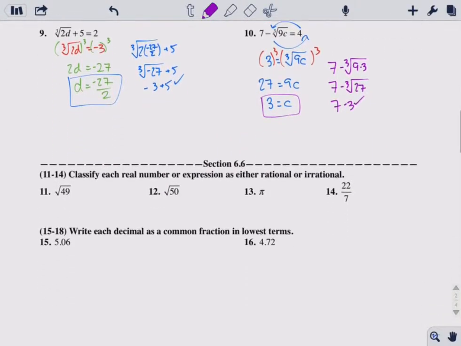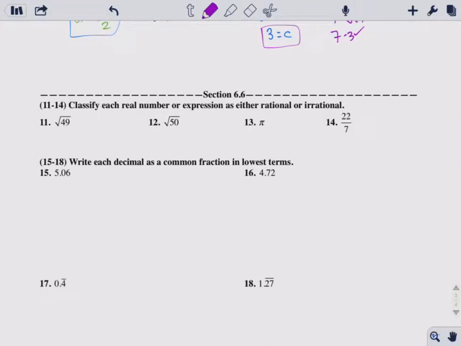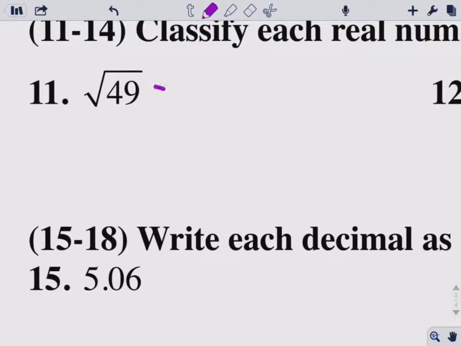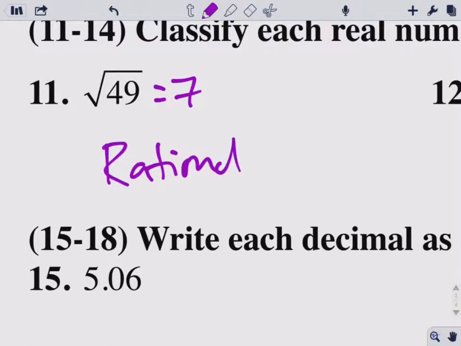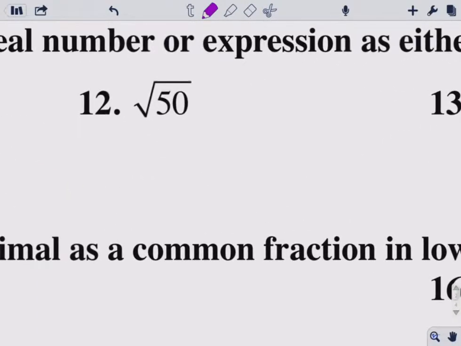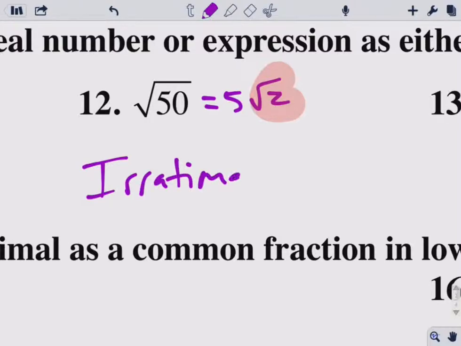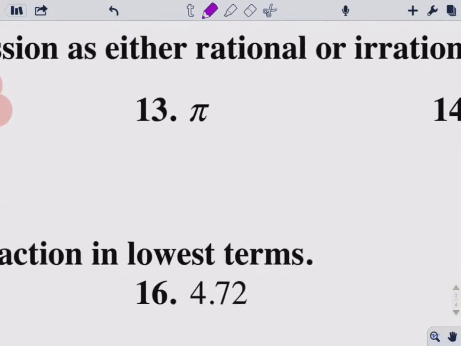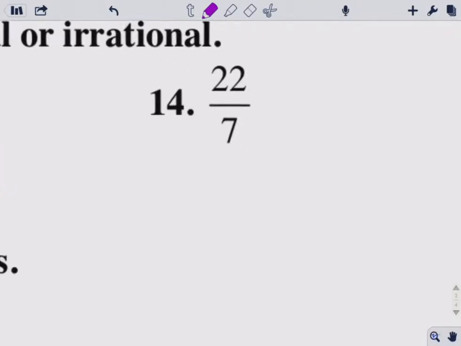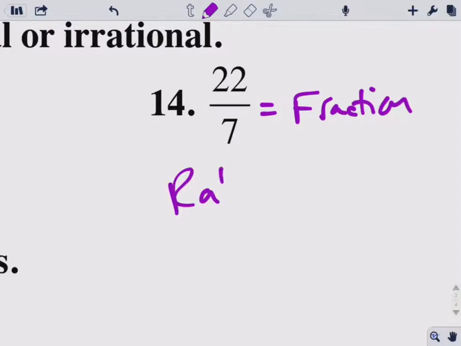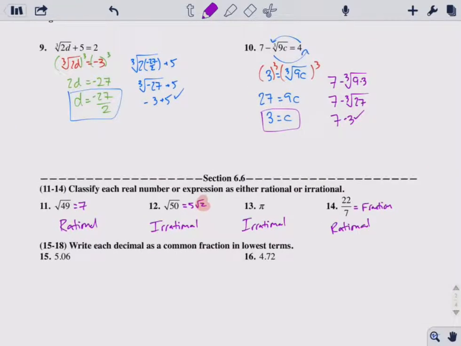That's 6-5. Moving on to 6-6, classify each real number expression as either rational or irrational. That's 7, so that is rational. Okay, this is 5 root 2. We still got that root 2, so that makes it irrational. Okay, pi is always irrational. 22 over 7 is a fraction. Fractions are ratios. A ratio is a rational, so that's rational.